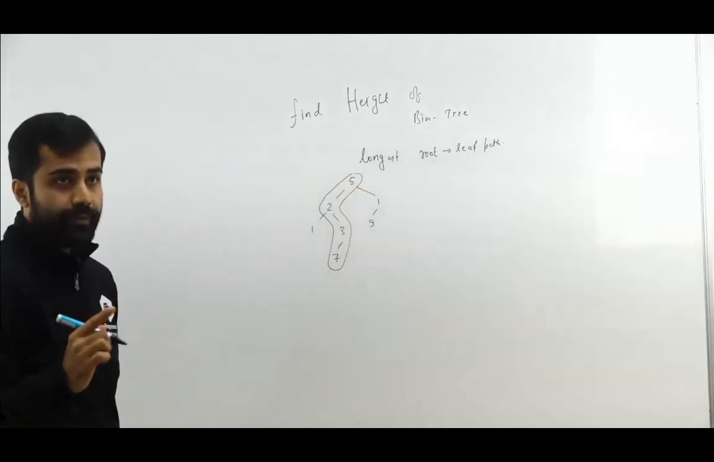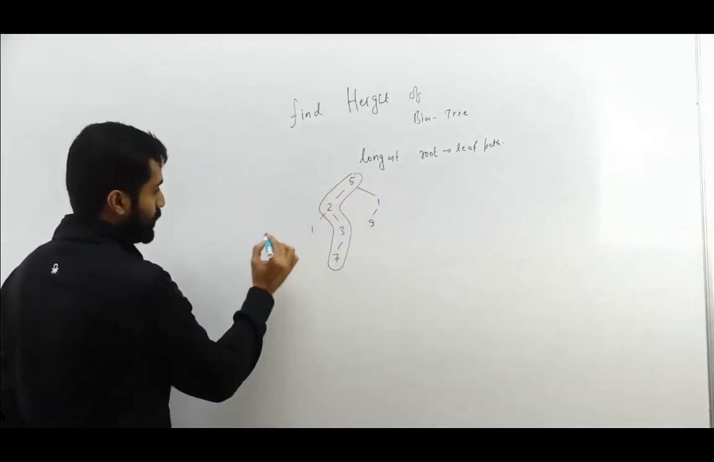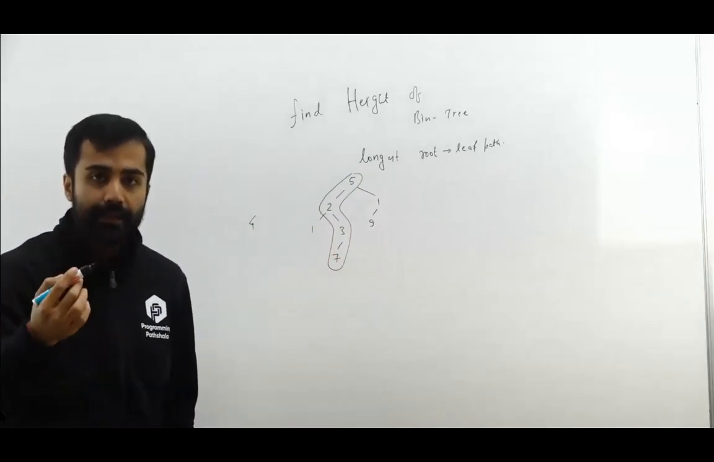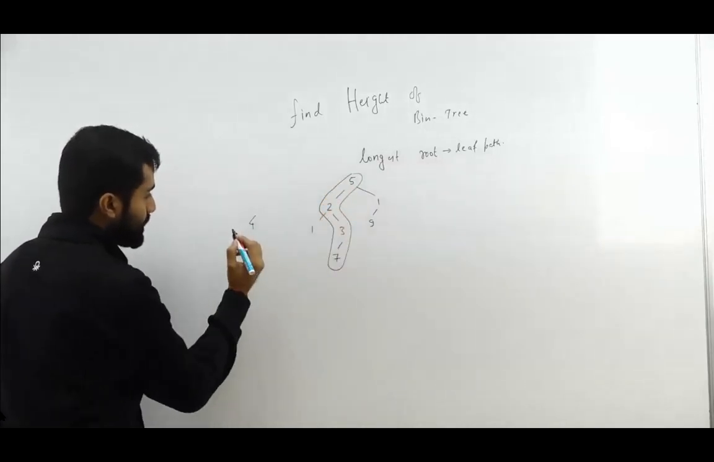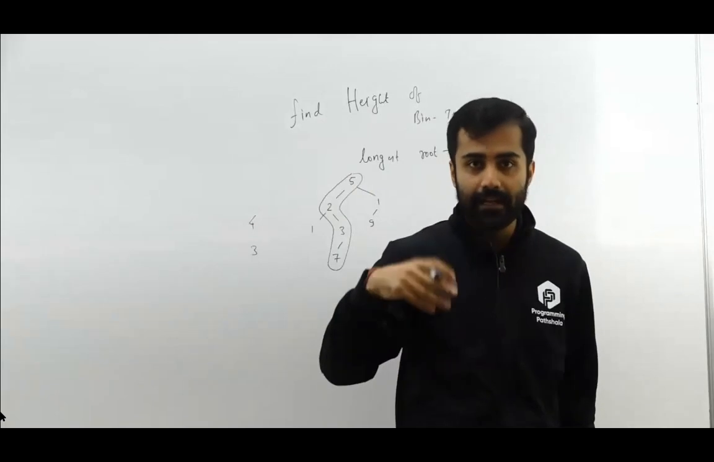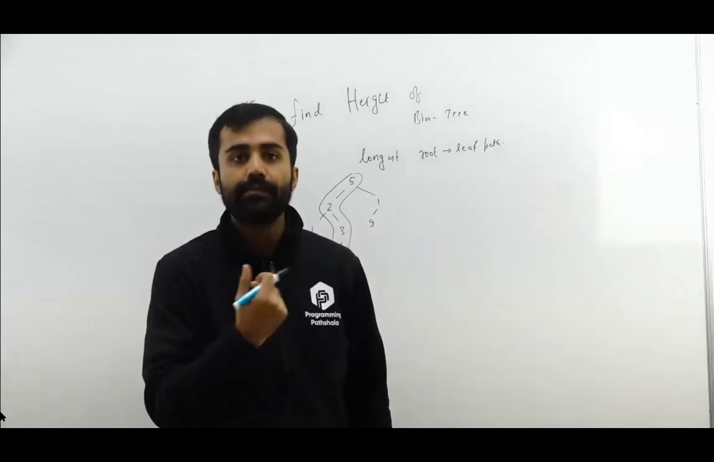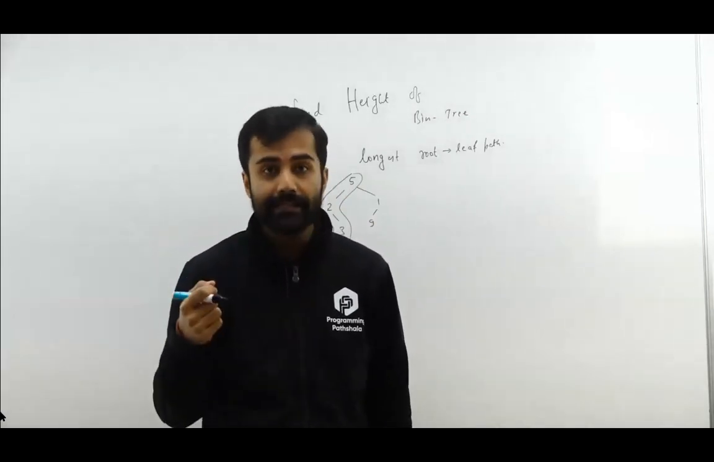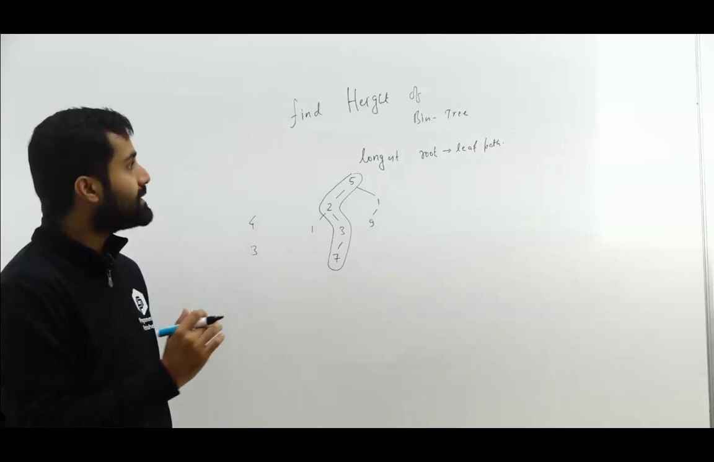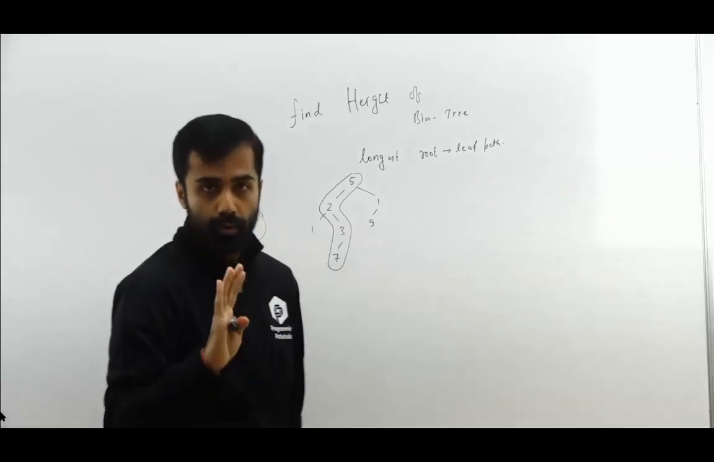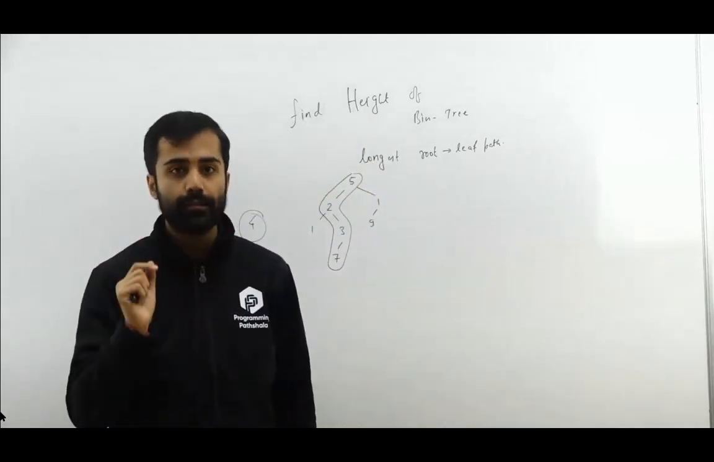Correct? Now, some of you are calculating the number of nodes along this path. So the number of nodes is 1, 2, 3, and 4. And some of you are calculating the number of edges along this path. So the number of edges is 1, 2, and 3. Of course, if the number of nodes is n along any path, the number of edges will be n minus 1. So there are different definitions of height. Some people say that height is equal to the number of edges, and some people say height is equal to the number of nodes along that path. We will stick to nodes. So for us, height is equal to the number of nodes along the longest root to leaf path.